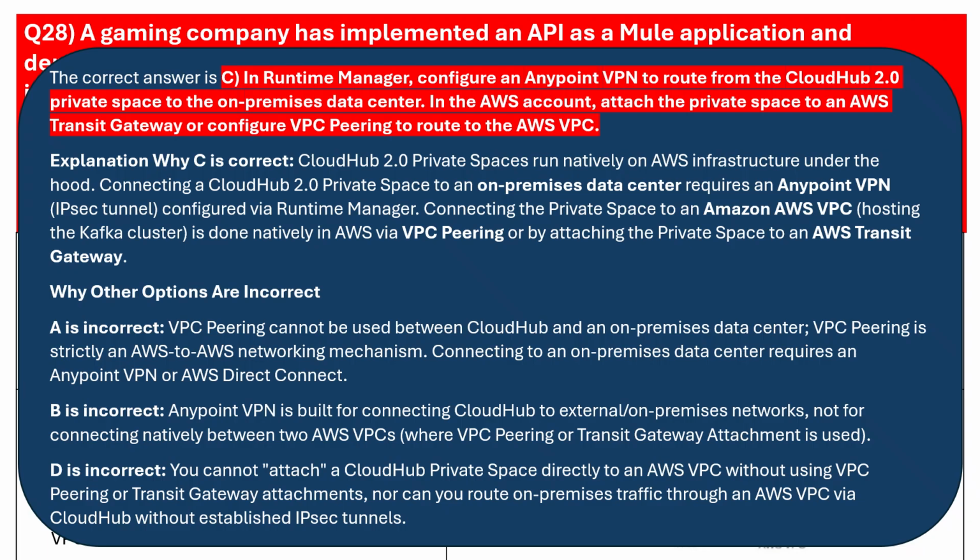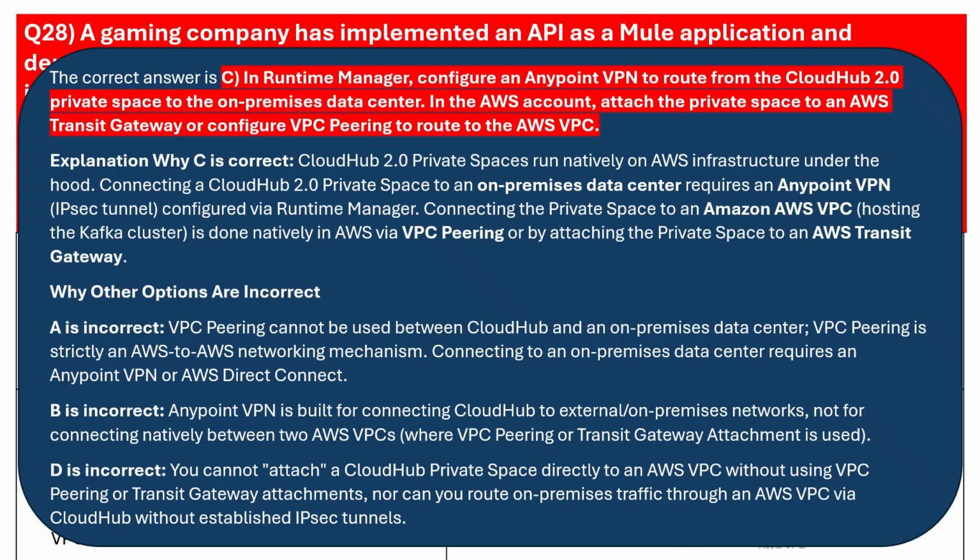Why other options are incorrect? A is incorrect. VPC peering cannot be used between CloudHub and an on-premises data center. VPC peering is strictly an AWS to AWS networking mechanism. Connecting to an on-premises data center requires an Anypoint VPN or AWS Direct Connect.